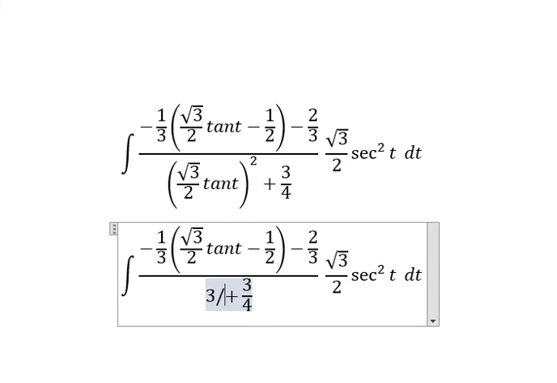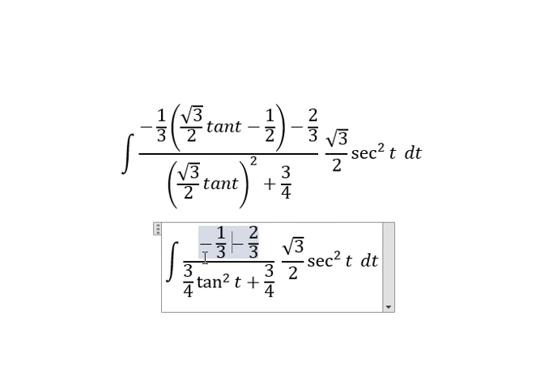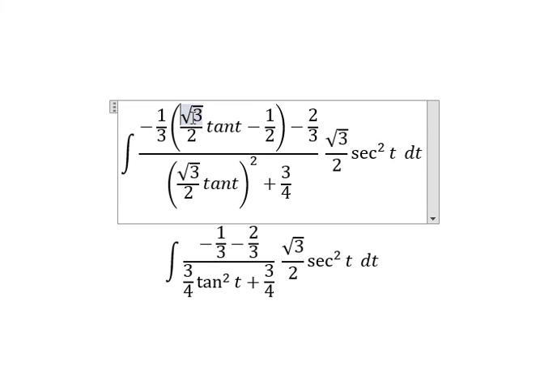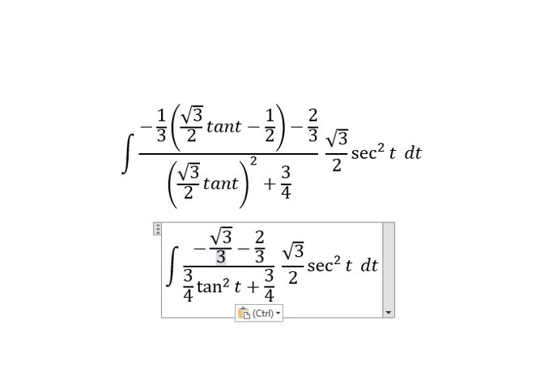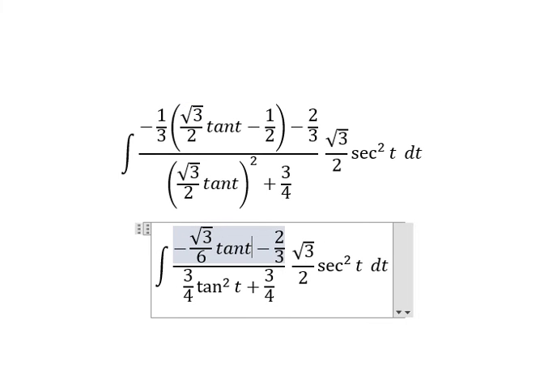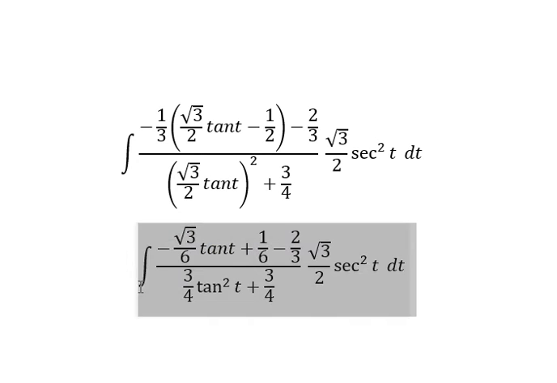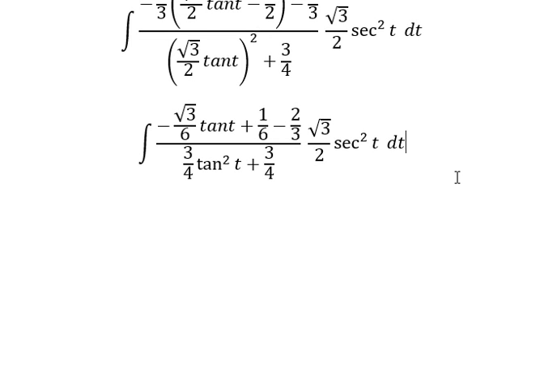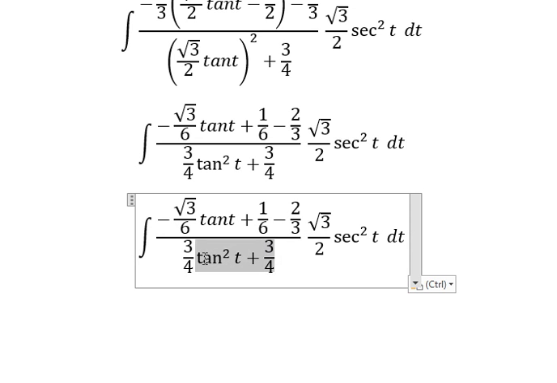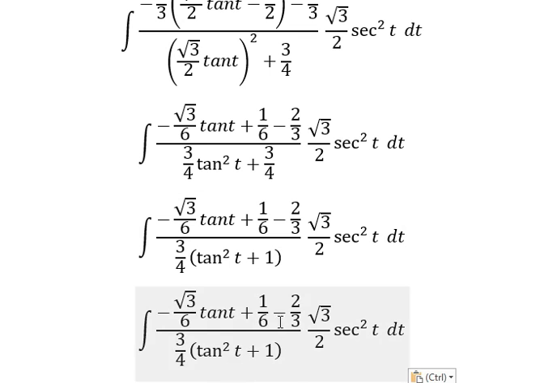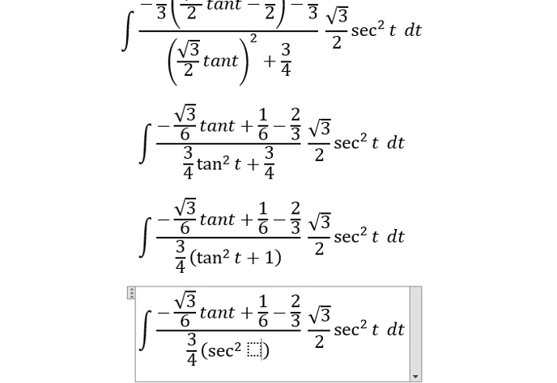So this one we have 3 over 4 tan t squared. Later negative 1 over 3 multiplied by this one, and we have it like this. We have the square root of number 3 over number 6 tan t, and the next one positive 1 over 6. So this one we can do factorization by 3 over 4. And this one we change by secant of t squared.